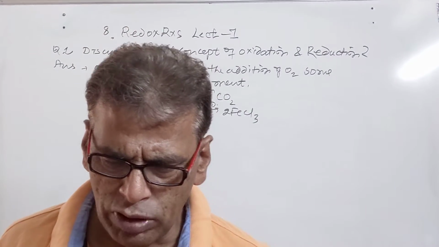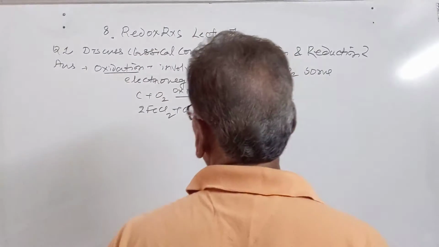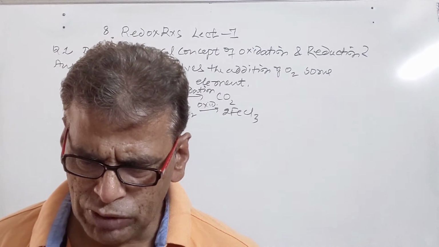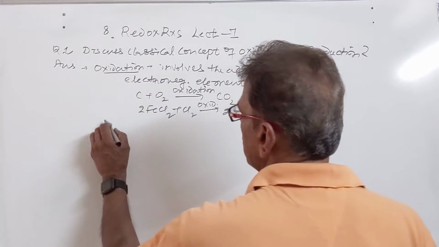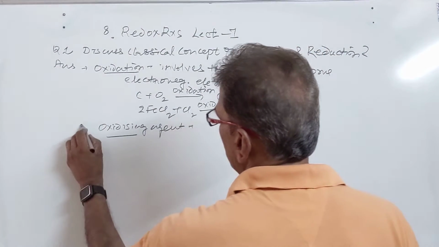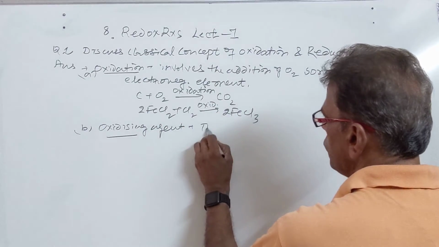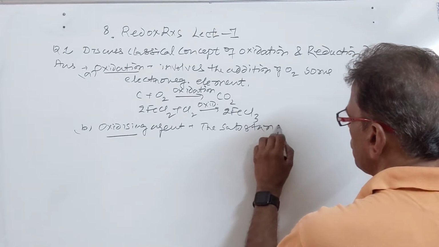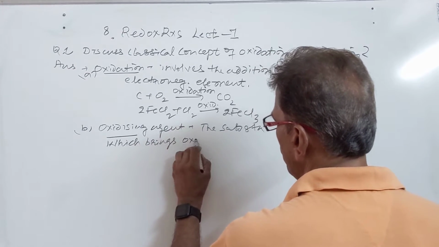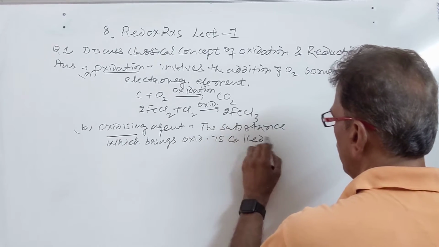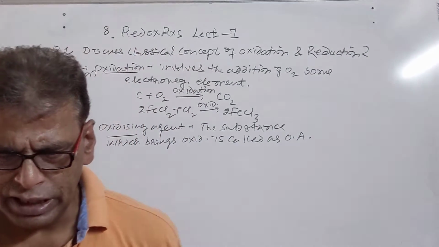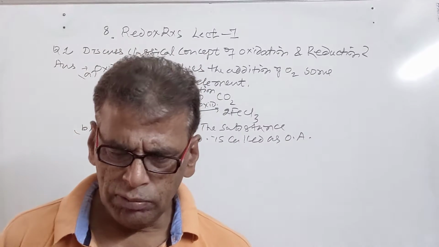Oxidation is also defined as the removal of hydrogen from a substance, that is also called as oxidation. Then we have the oxidizing agent, the substance which brings about the oxidation, it is called as oxidizing agent. In the above cases, it is oxygen and Cl2, they are called as oxidizing agent since they are bringing oxidation of carbon and FeCl2.